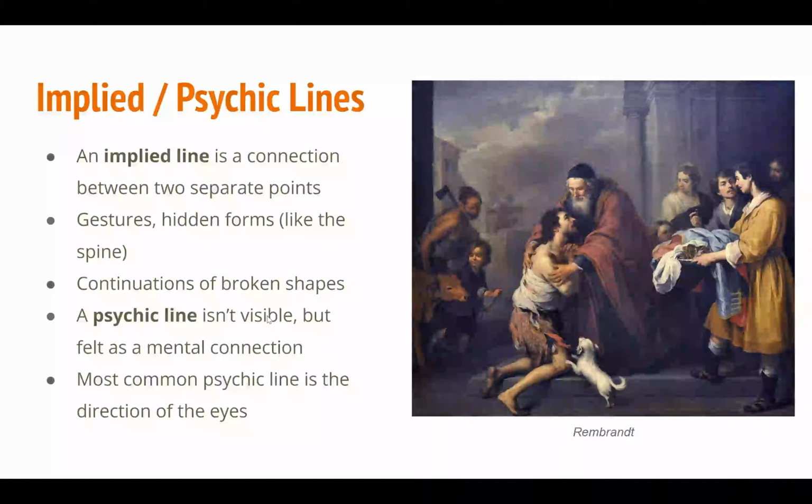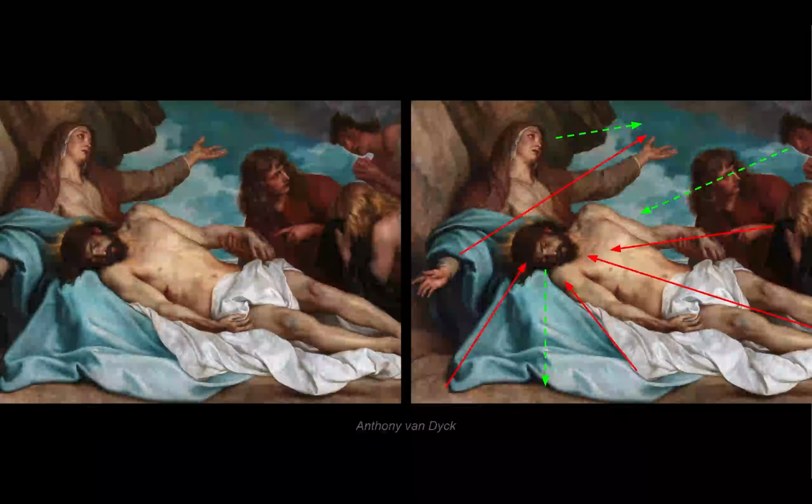A psychic line is something that isn't visible but is felt as a mental connection. So the most common psychic line that we're going to see is the direction of the eyes. You'll see these characters' eyes are oriented a certain way, like the orientation of an object facing a particular direction. If you think of it as having a face, that's going to be a psychic line. It's going to push, essentially like gravity, towards that direction that they're facing.